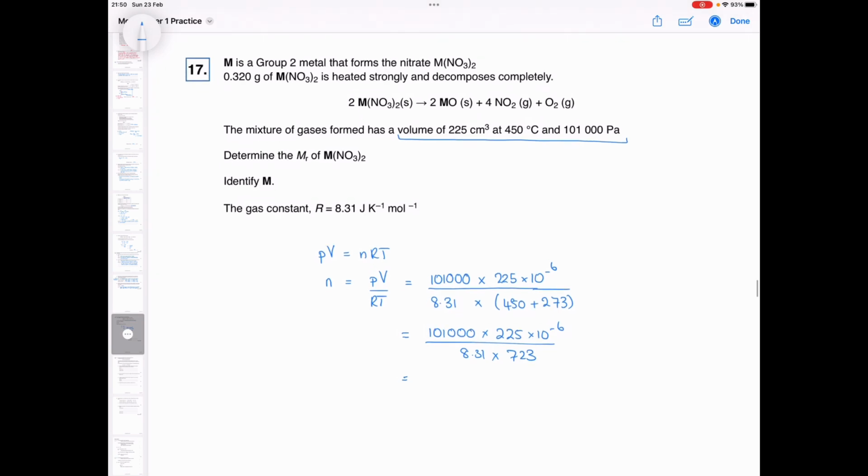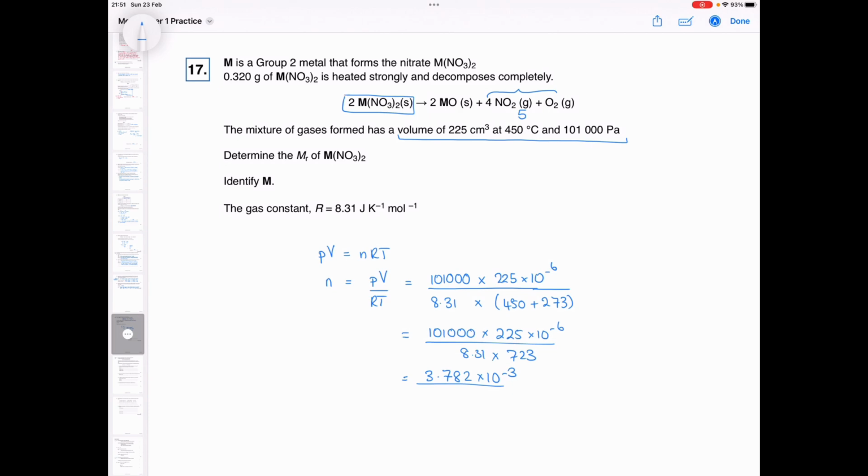And so we get a value of 3.782 times 10 to the minus 3 moles. That's the amount of gas formed. And so the number of moles of solid that we started with can be related to the number of moles of gas that's been formed, because the number of moles of gas formed is 5 to 2 moles of solid.